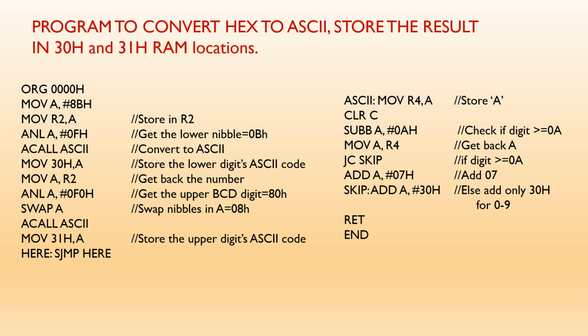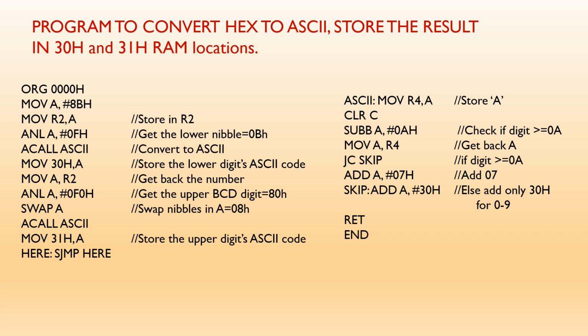Here, the value of A is stored in R4. In A we have the 0B, which is stored in R4, because I need to check whether 0B is greater than A or greater than or equal to A. Here we don't have a direct compare instruction, and I don't have a normal subtract instruction either.